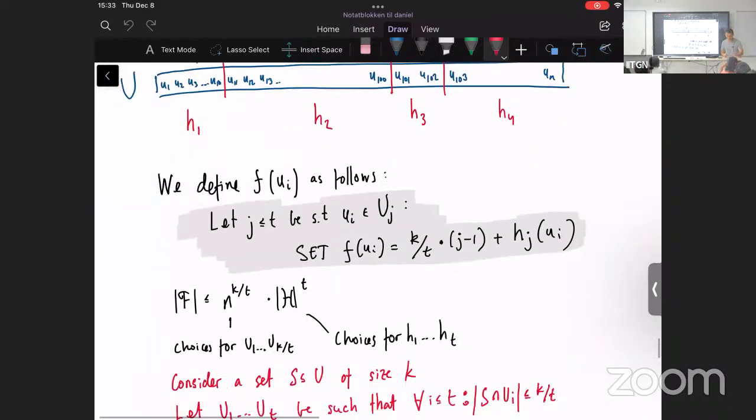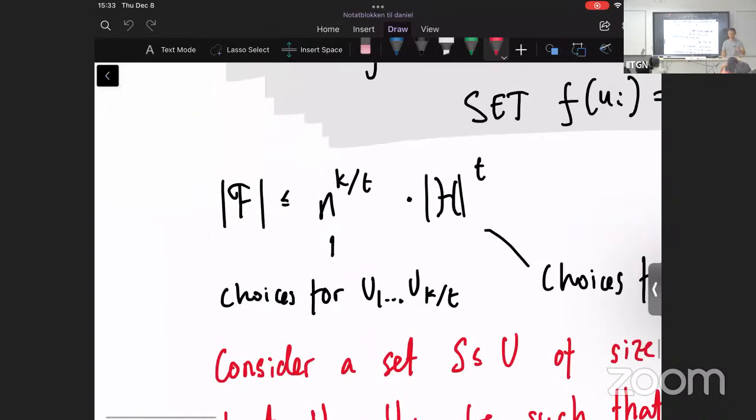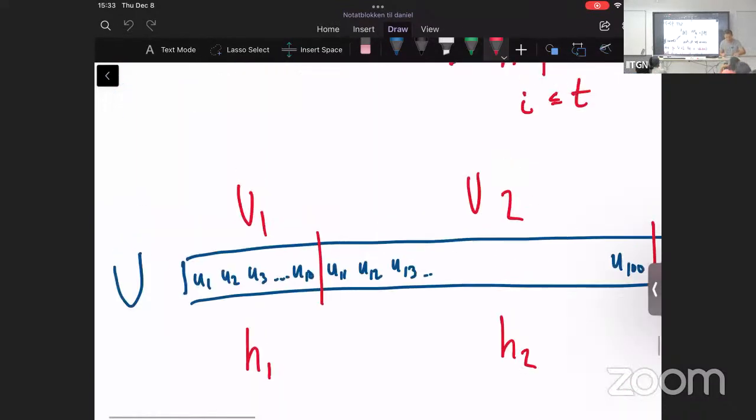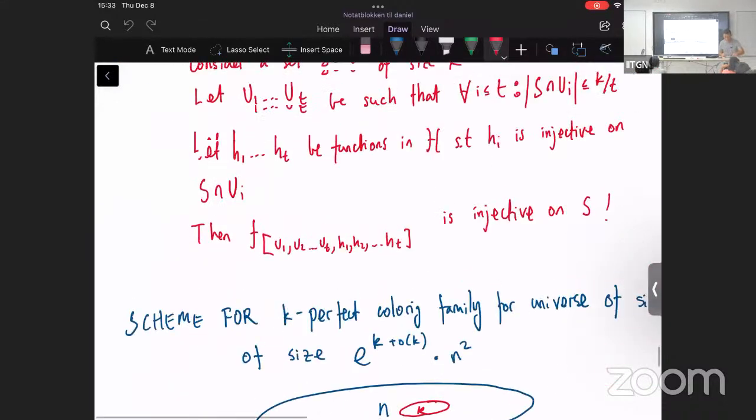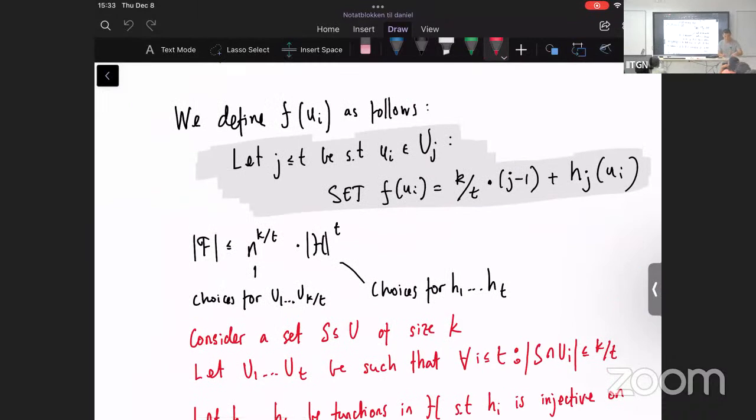Okay. Now, what is the size of F? Well, it's n to the k over t, is it n to the, no, it's n to the t, right? Yes, it's n to the t because I'm choosing t parts.